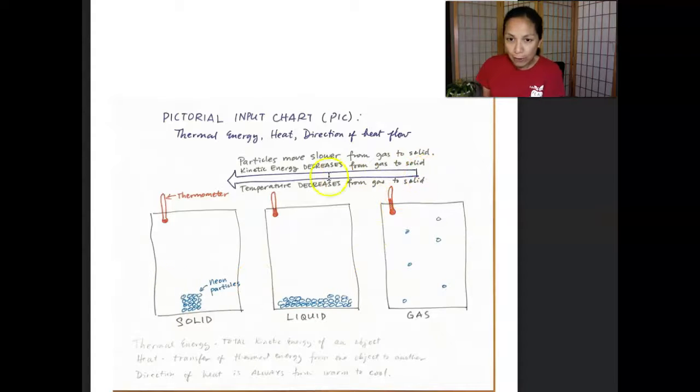This arrow shows that from gas to solid, particles move slower. From gas to solid, kinetic energy decreases, and from gas to solid, temperature decreases as well, right? And that is your pictorial input chart, also called a PIC, on thermal energy, heat, and the direction of heat flow.